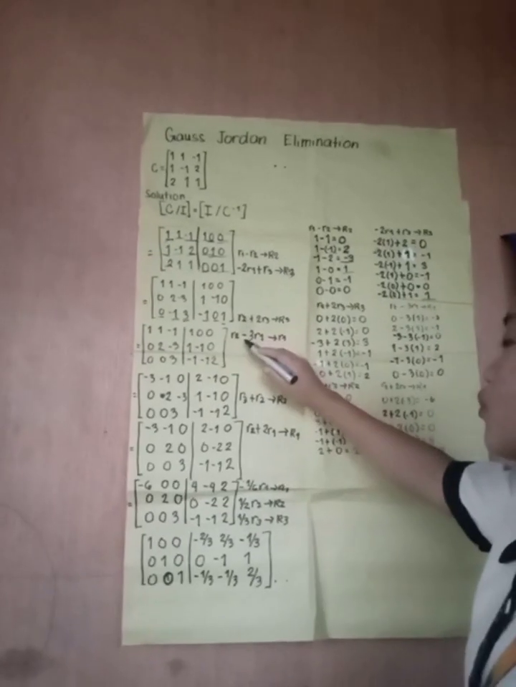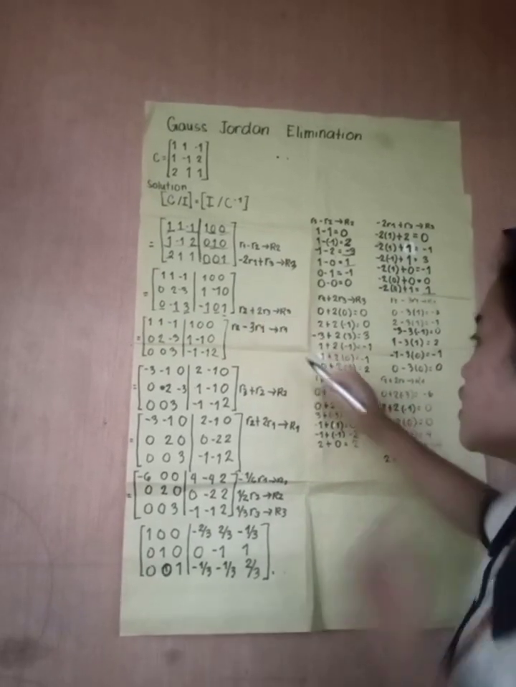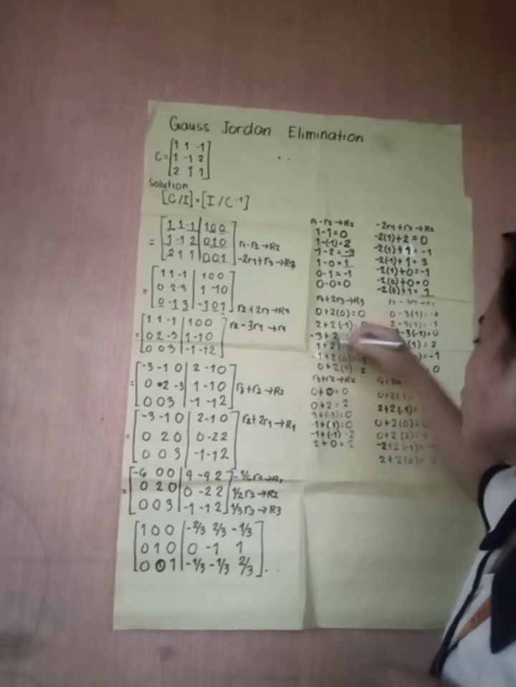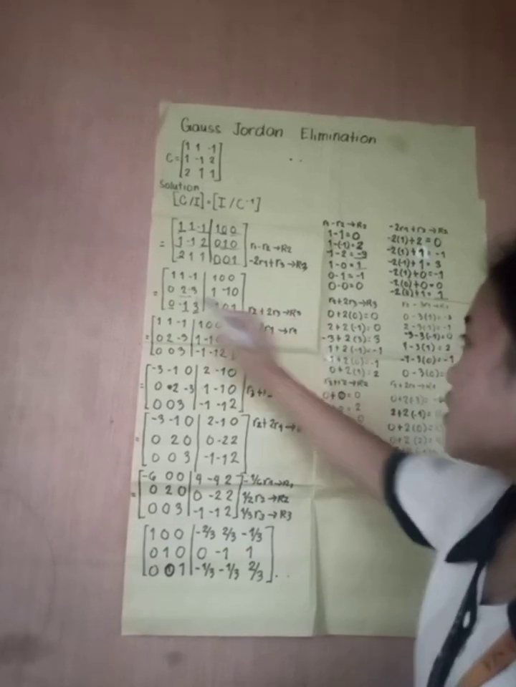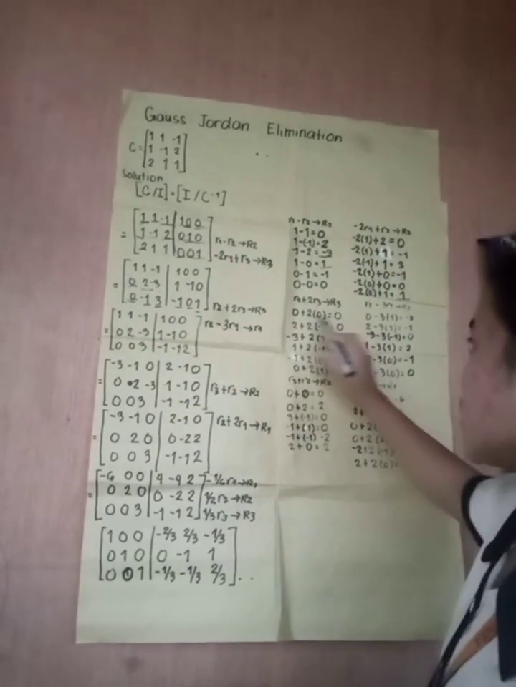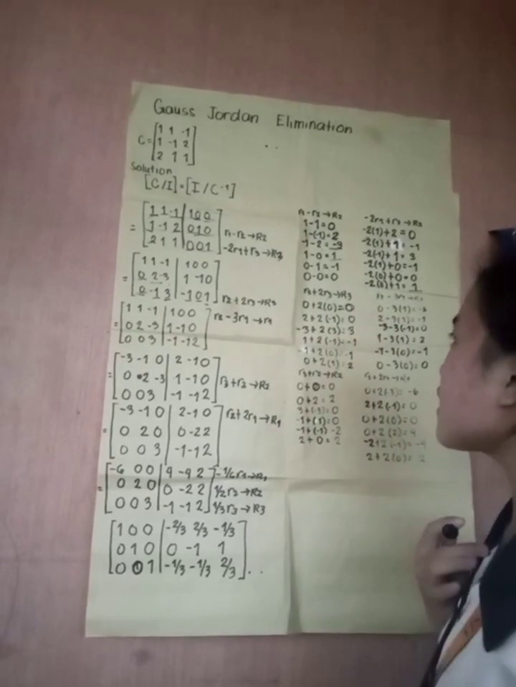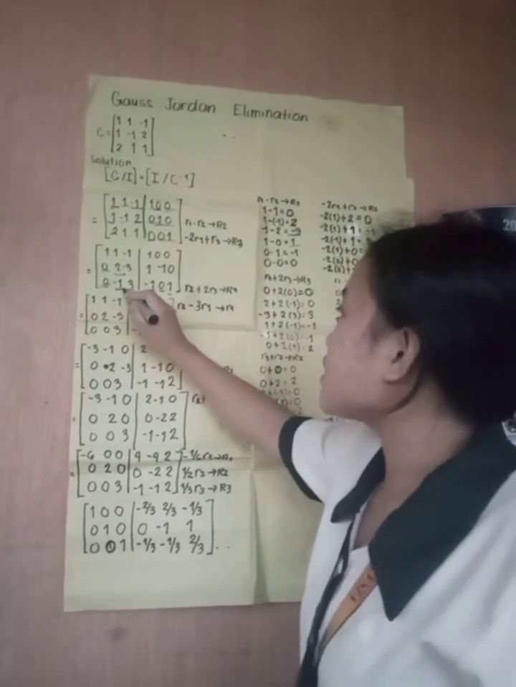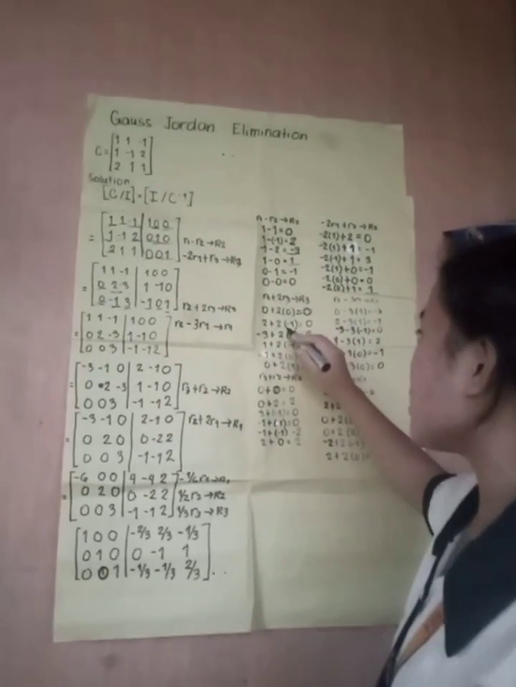So in this part, we will simply add row 2 and row 3. So we have this formula: row 2 plus 2 times row 3 will be row 3. So our row 2 is 0. Then our row 3 is 0 also. Then 0 plus 2 times 0, the result is 0. Then in the second column, we have row 2 is positive 2. Then our row 3 will be negative 1. So 2 plus 2 times negative 1, the result is 0.